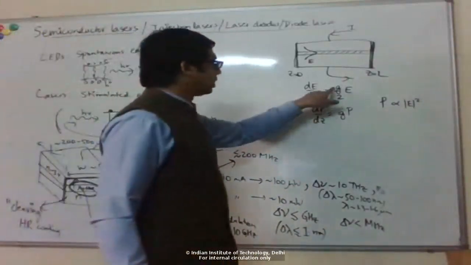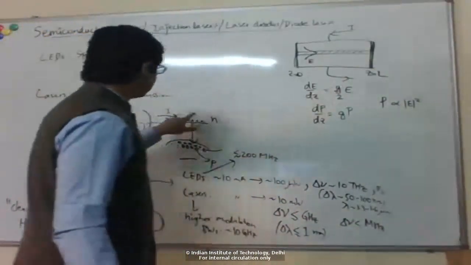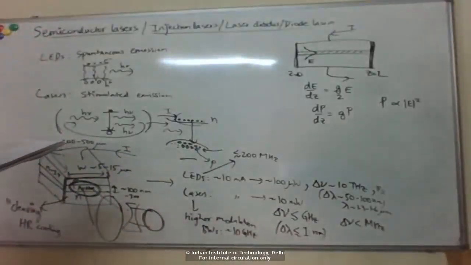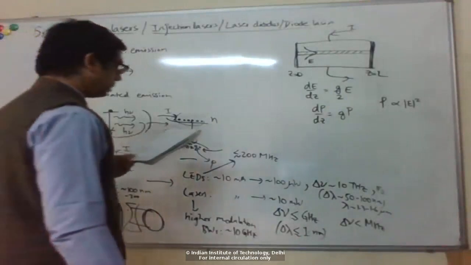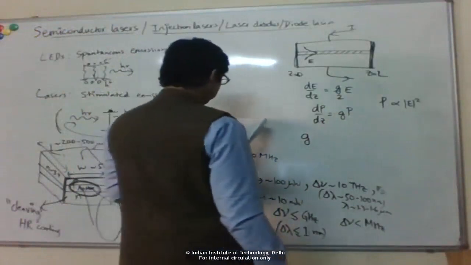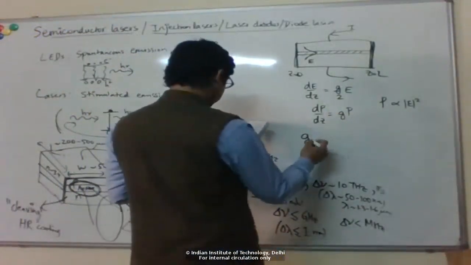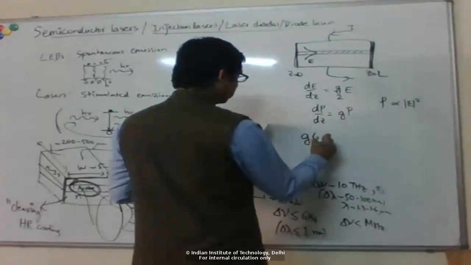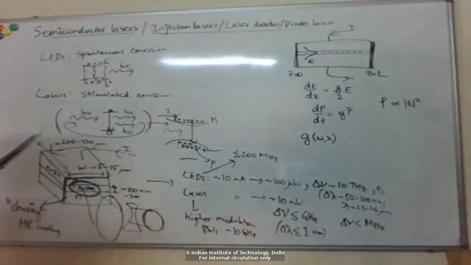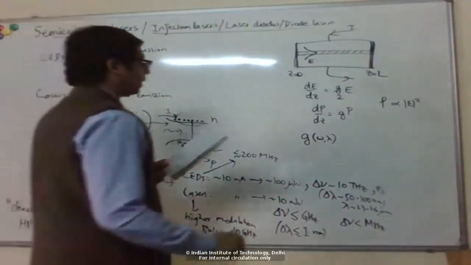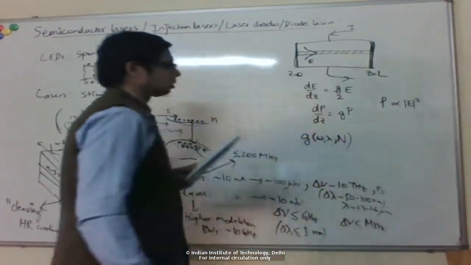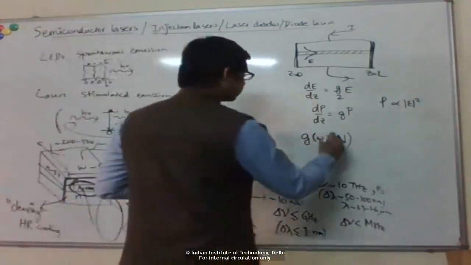Okay, so this gain factor G will depend on the number of carriers that we inject into the active region. First of all, this gain factor is a function of frequency, so it's a function of lambda or omega, and it's also a function of the carrier concentration. Omega and lambda are the same thing.